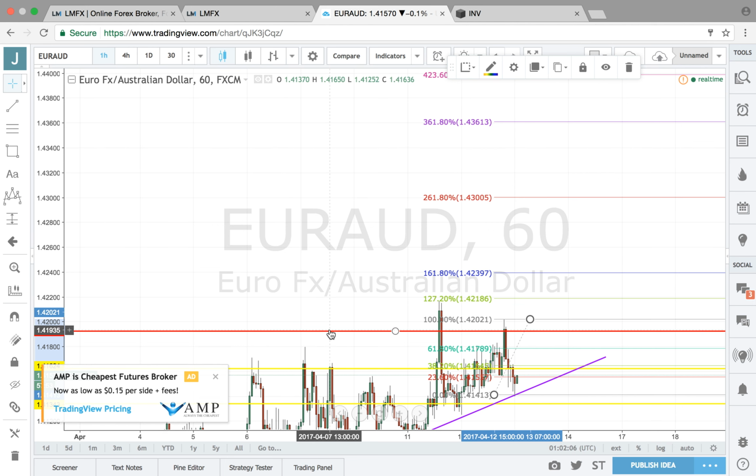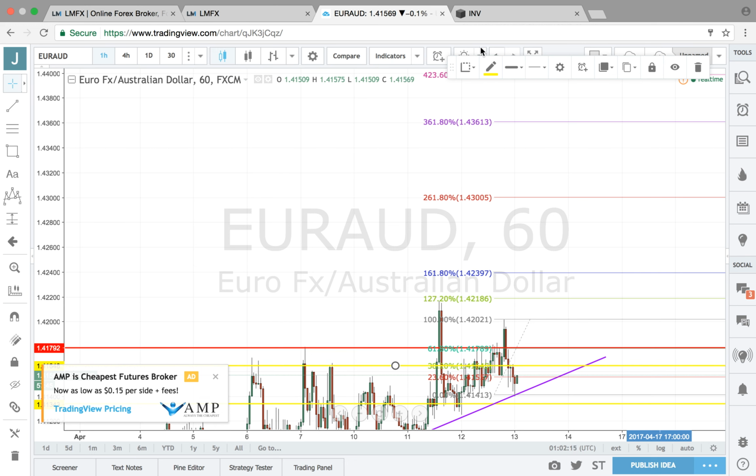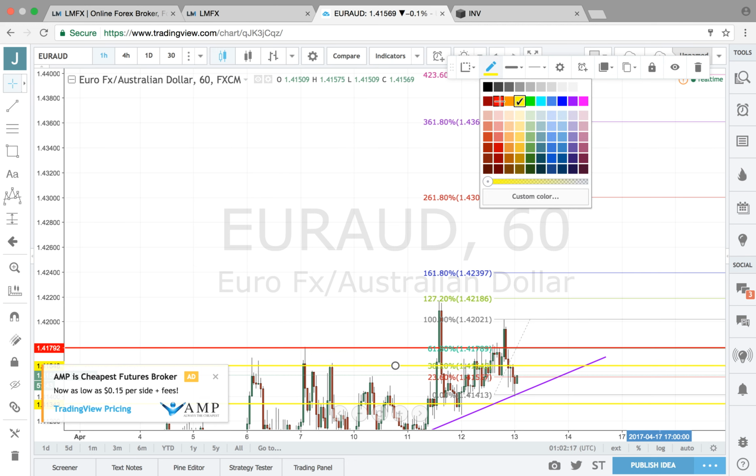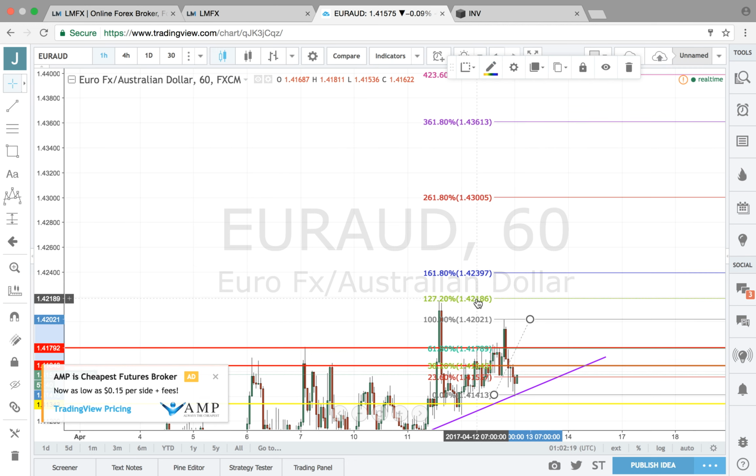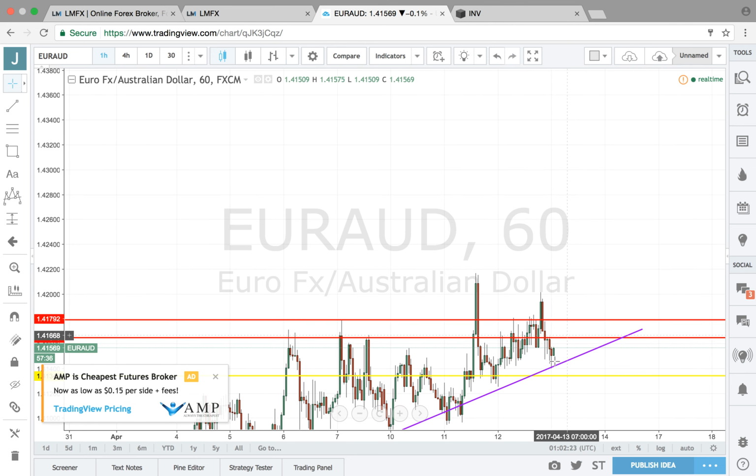So do this one. And then I'm just going to change this yellow line to the red now. That's the hour. So that's what we're looking at on the hour.